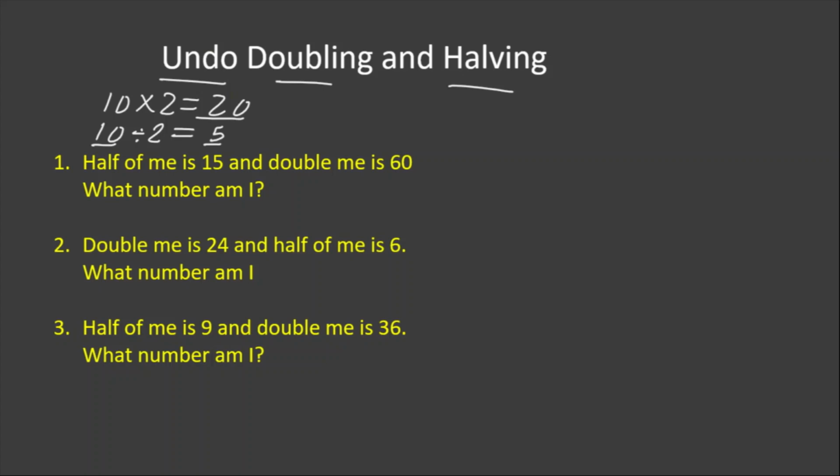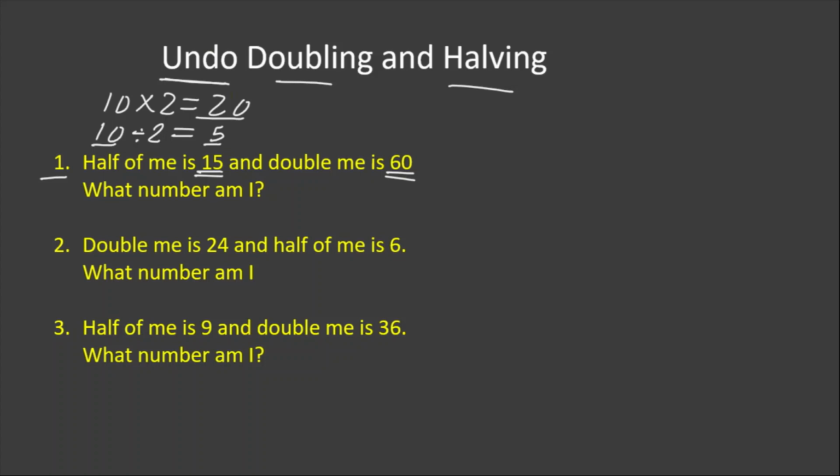But in today's lesson, we are not going to double and half. We are going to undo doubling and halving. I have 3 examples over here. The first one says, half of me is 15 and double me is 60. What number am I?